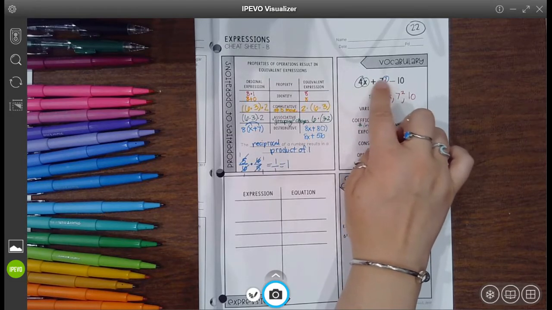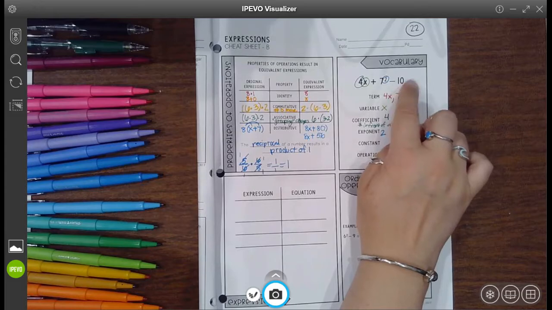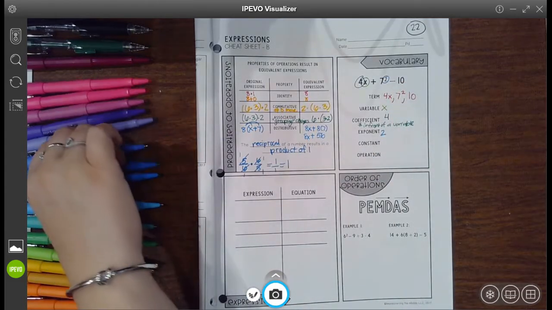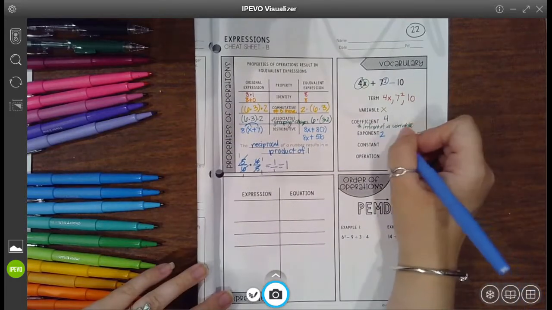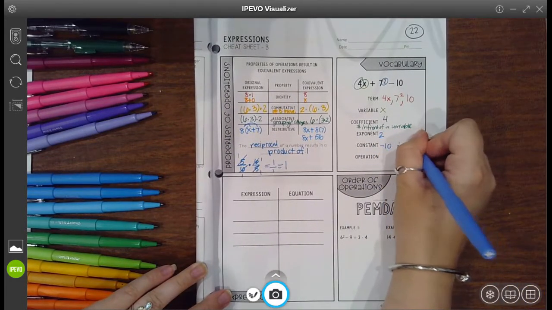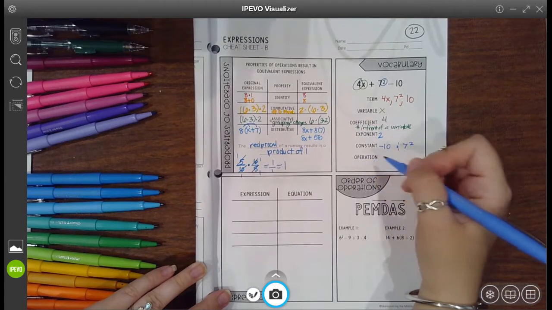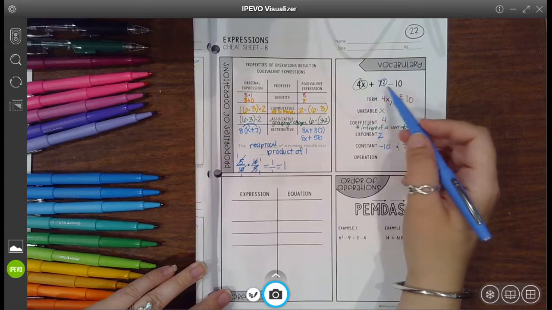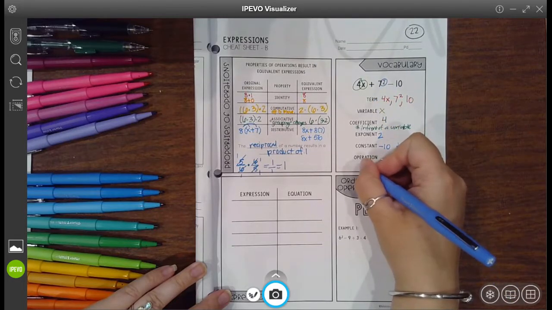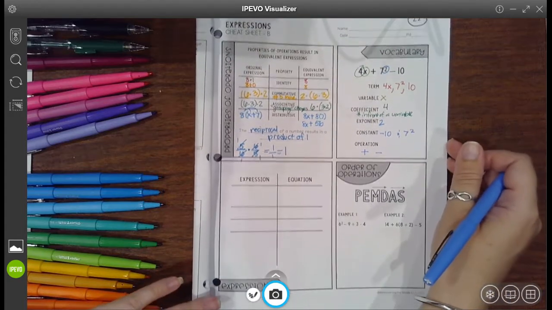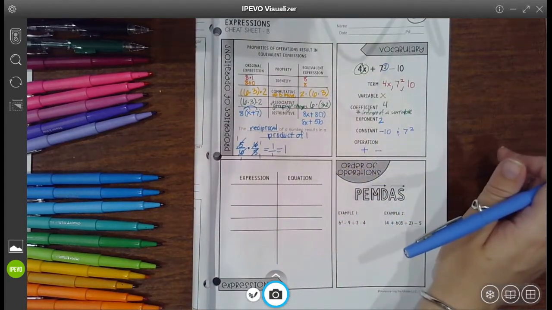It'll always be 7 squared, or 49. This term doesn't have a variable, so it'll always stay 10. So my two constants for this problem would be -10 and 7 squared. It's the number by itself that has no variable attached. Okay, and then an operation sign is the signs that separate your terms. So in this case, there was a plus and a minus sign. Okay, and there you go. That's the different parts that make up that expression.